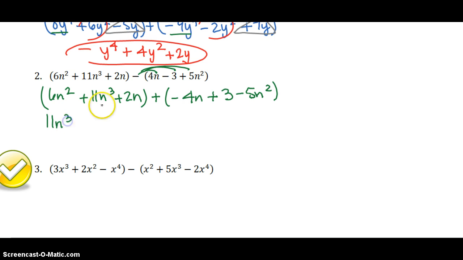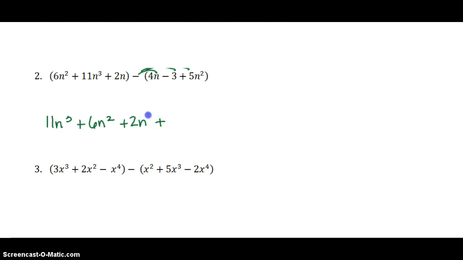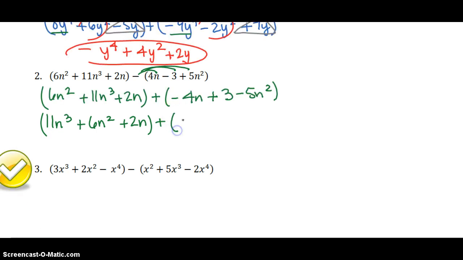11n to the third should be written first in standard form, plus 6n squared plus 2n, plus here I should have my -5n squared, so I guess we could leave it plus and leave our parentheses. So if I leave my parentheses and rearrange, I can still have a plus sign. -5n squared minus 4n plus 3.